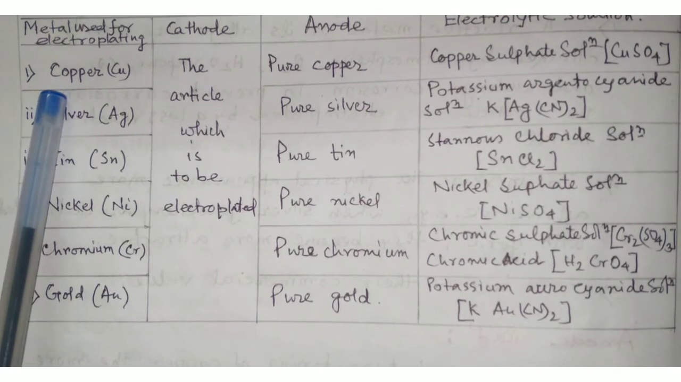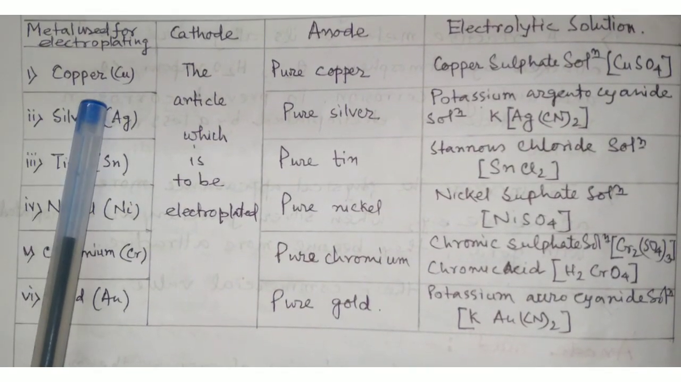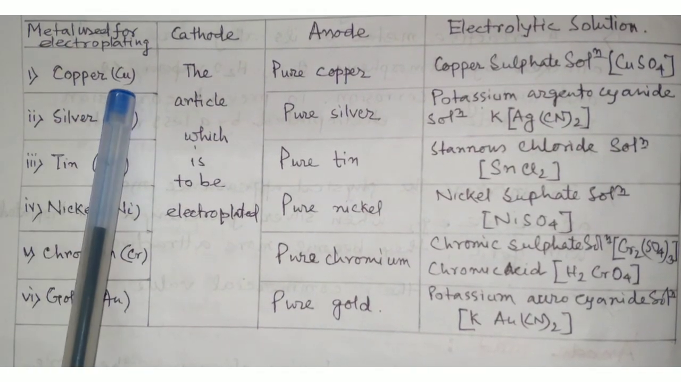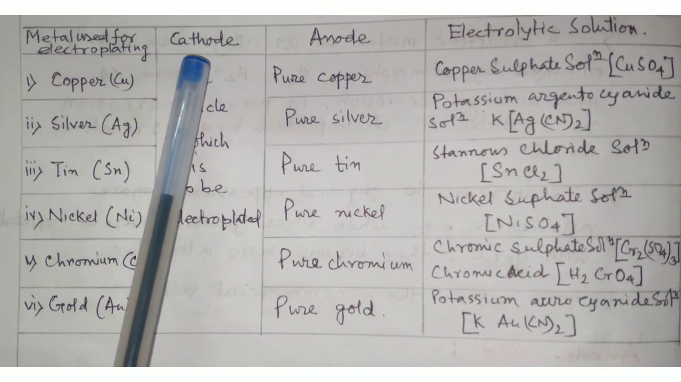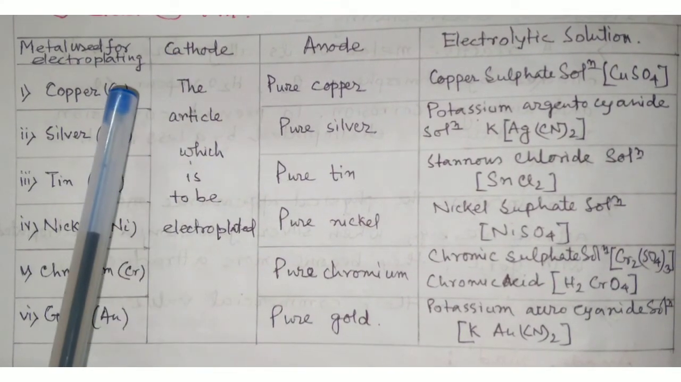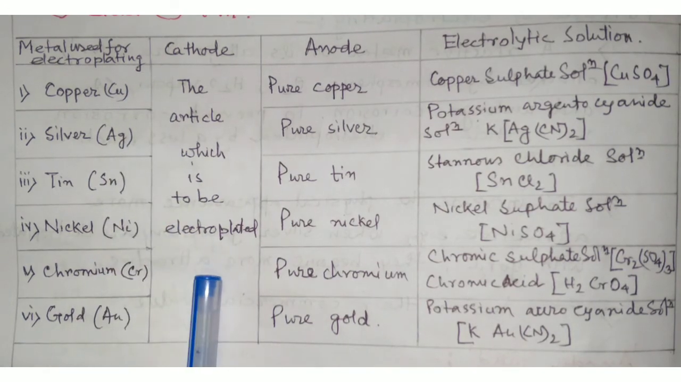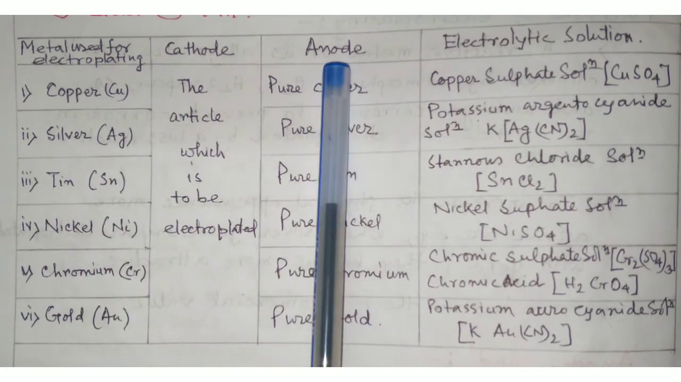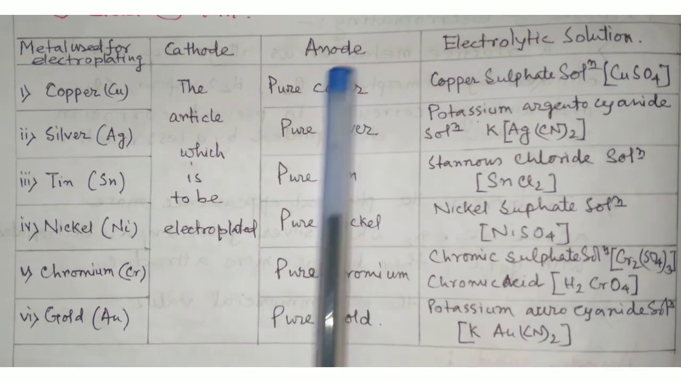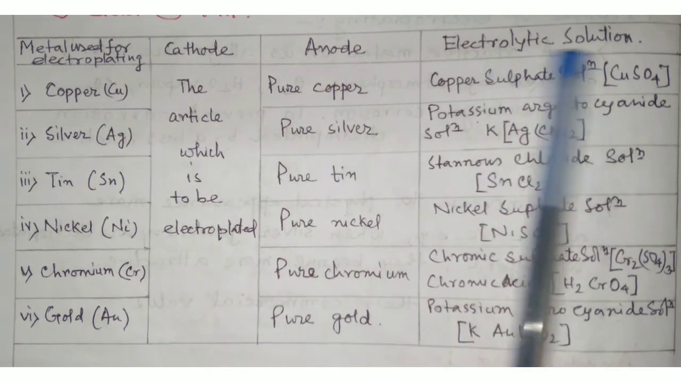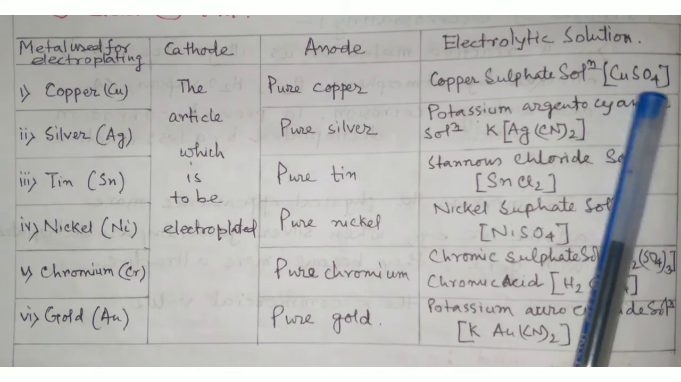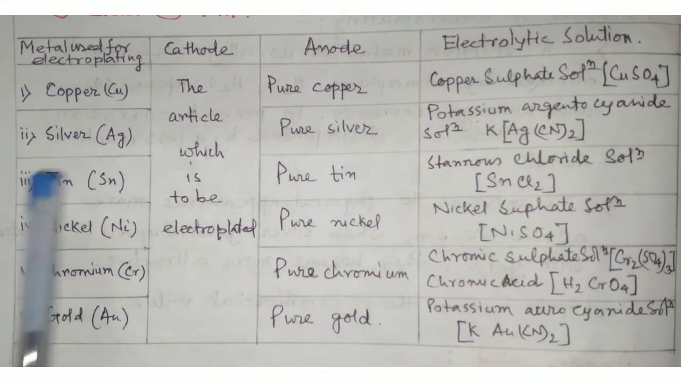The metal used for electroplating is copper. We use as cathode the article which is to be electroplated, pure copper is used as anode, and the electrolytic solution is copper sulfate solution, CuSO4.